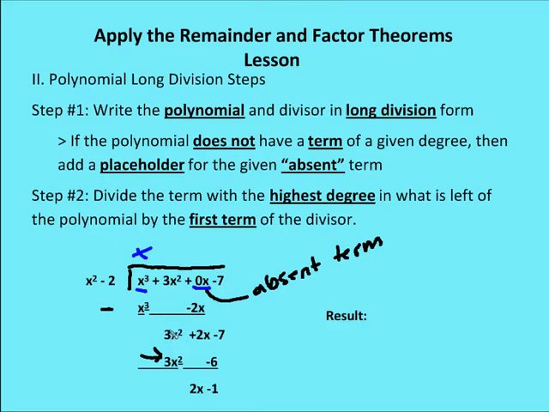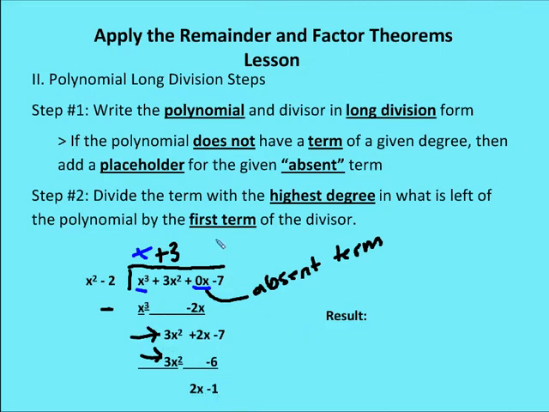The value with the highest degree is going to be 3x squared. I divide x squared into 3x squared, and I get plus 3. So I'm going to add plus 3 to my quotient. And I multiply that plus 3 times every term in the divisor. So now I have 3x squared minus 6. And I subtract 3x squared minus 6 from the balance here. And my difference is going to be 2x minus 1, and that's going to be my remainder.